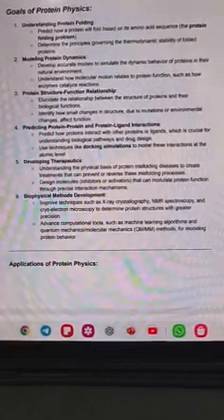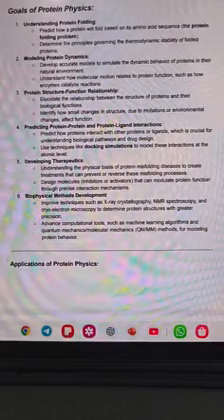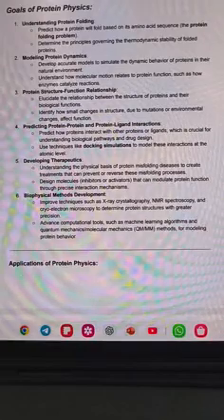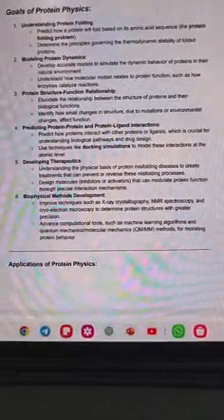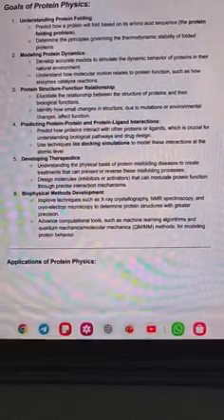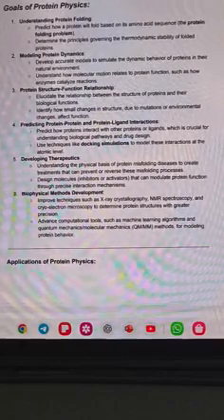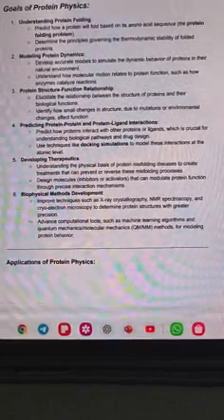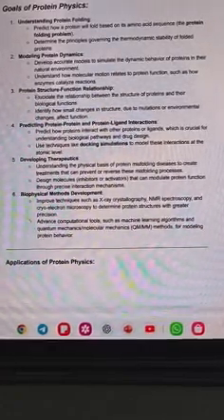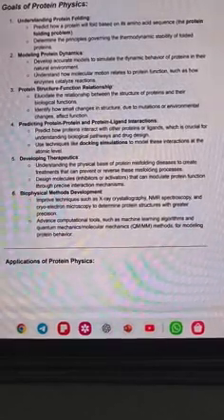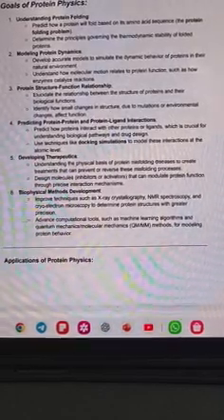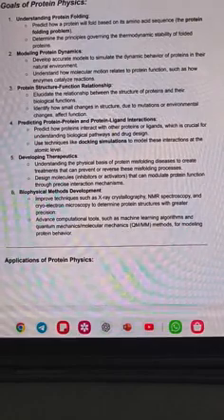Protein structure-function relationship: elucidate the relationship between the structure of a protein and its biological function, and identify how small changes in structure due to mutation and environmental changes affect function. Predicting protein-ligand interaction: predicting how proteins interact with other molecules or ligands, which is critical for understanding biological pathways and drug design. Use techniques like docking simulation to understand this interaction at the atomic level.